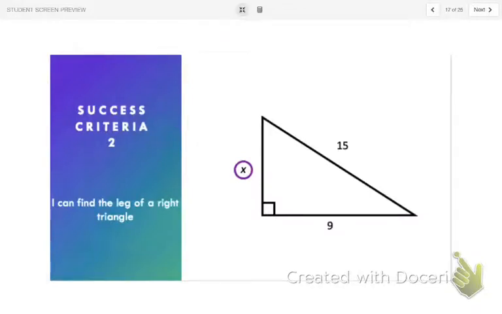Welcome back. You're here because you are ready for video number 2, which means our success criteria number 2 for today is I can find the leg of a right triangle. So in the first video, you learned how to find the hypotenuse, which is across from the right angle. In this video, you'll figure out what to do if you're missing a side or a leg.